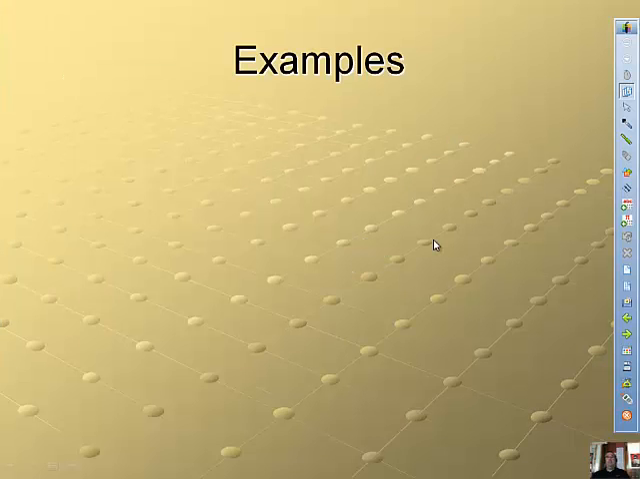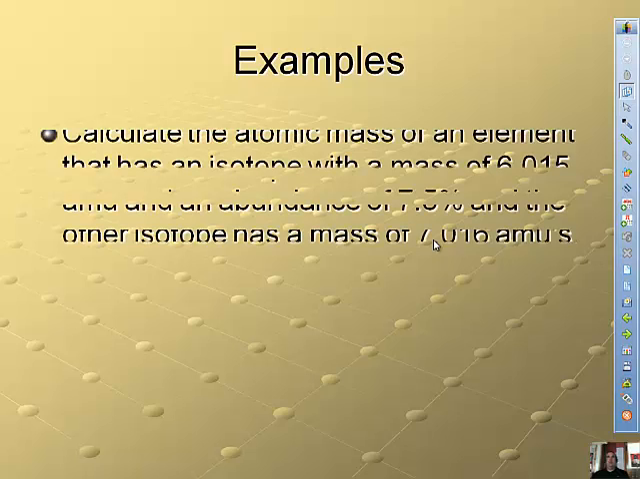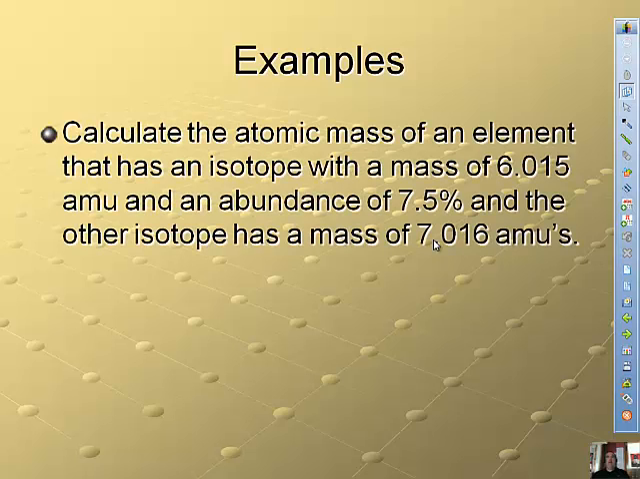So let's go ahead and look at a couple of examples on how to calculate average atomic masses. It says calculate the atomic mass of an element that has an isotope with a mass of 6.015 AMUs, or atomic mass units, and an abundance of 7.5%. And it says the other isotope has a mass of 7.016 AMUs, or atomic mass units.